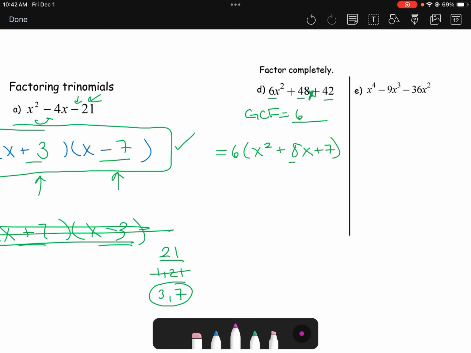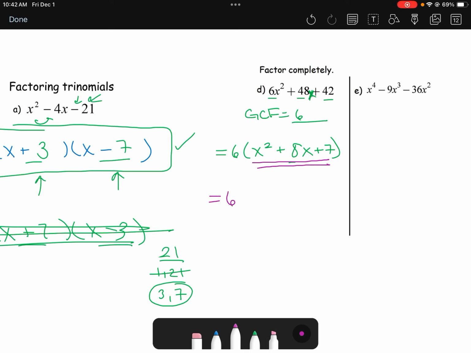Unfortunately, you're not done now. Now you have to look inside the parentheses and check, well, can this be factored? First off, I'm going to look at my C value, so that's 7, and it's plus, so we're going to go ahead and set up those parentheses.